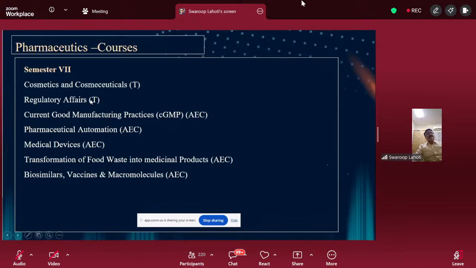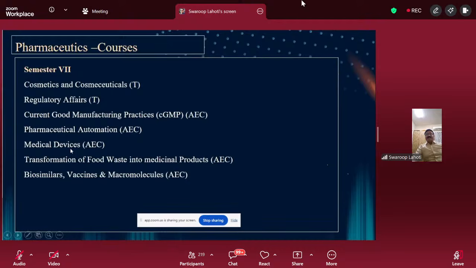Regulatory affairs is included as a theory, because we know that if anybody wants to work in the industry, regulatory affairs is mandatory. Then CGMP guidelines is included specifically as an ability enhancement course. Pharmaceutical automation, as discussed by Gupta sir, as a part of AI, automation is an indispensable part of industries, and every industry is moving toward automation. So it is the need of the time that a subject like pharmaceutical automation is included in semester 7.